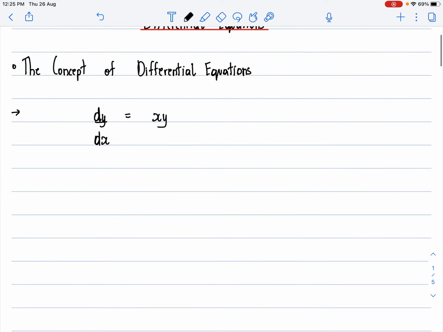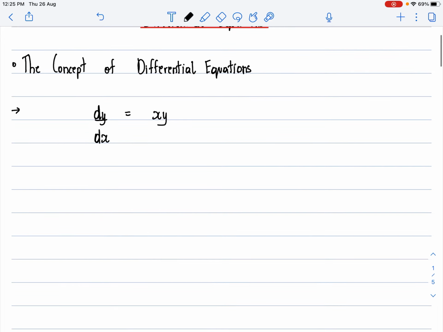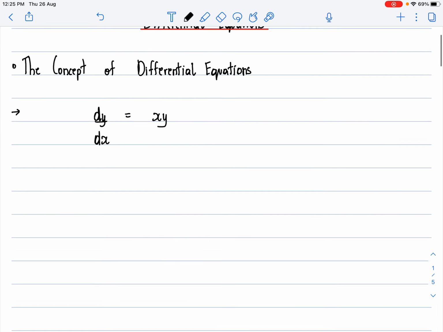What they'll do is they'll give you, let's say, dy by dx equals x into y. A dy by dx equation will be given to you, and you'll have two variables, x and y. And they'll ask you to solve this differential equation.